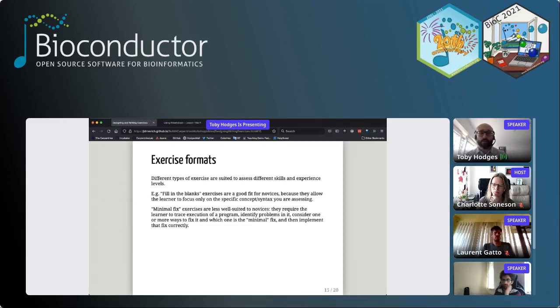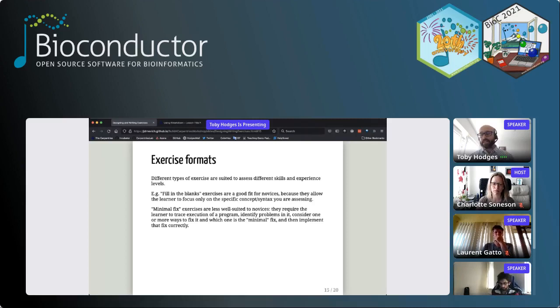Things like the minimal fix exercises are less well suited to novices because tracing the execution of a program, identifying the problems that are there in it, thinking about all the different ways that it could be fixed and choosing which one of those is the minimal fix, and then actually implementing that fix correctly is a whole bunch of things to ask a novice to do all at once.